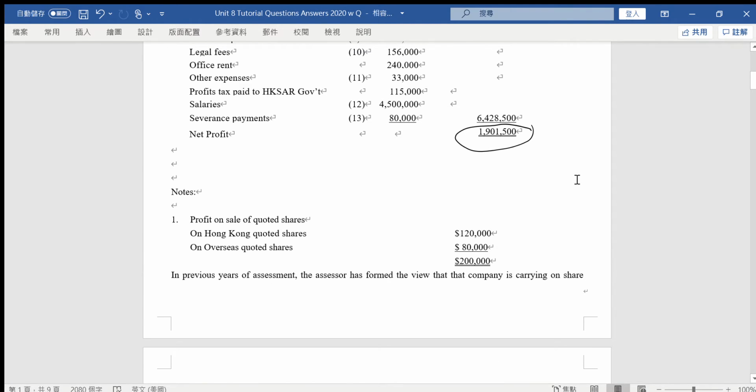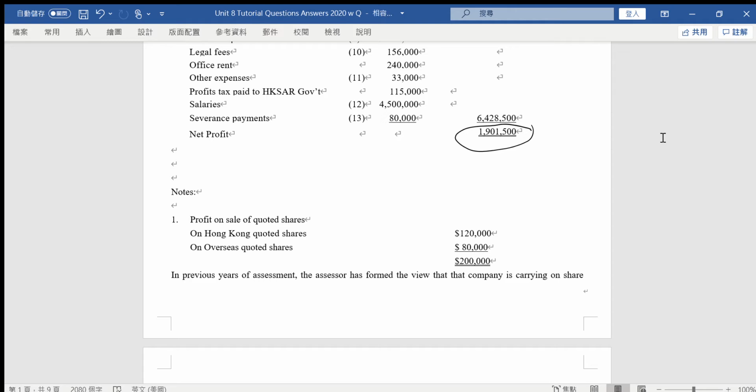As we all know, for security trading, to determine the source of the profits, according to DIPN 21, we are based on where the security is being traded. That is why the first one, the Hong Kong quoted share, is profit on Hong Kong traded securities. This is taxable, so we need not adjust this item.